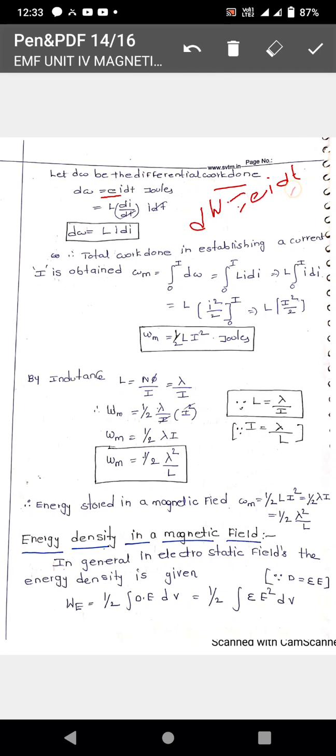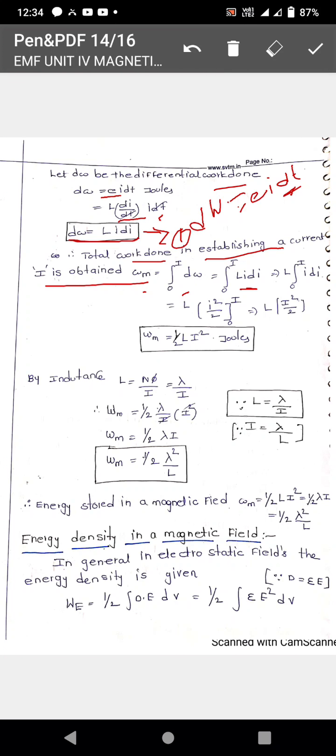Differential work done means we have to consider differential time. Similarly, we substitute for the induced EMF L di by dt, and multiply by I dt. The dt and dt get cancelled, and the differential work done is L I dI. Therefore, total work done, which is the energy required to do work, is established due to current flow from 0 to I. That is total work done Wm equals integral from 0 to I of dW, the differential work done, which is integral 0 to I of L I dI. Make it equation 1.